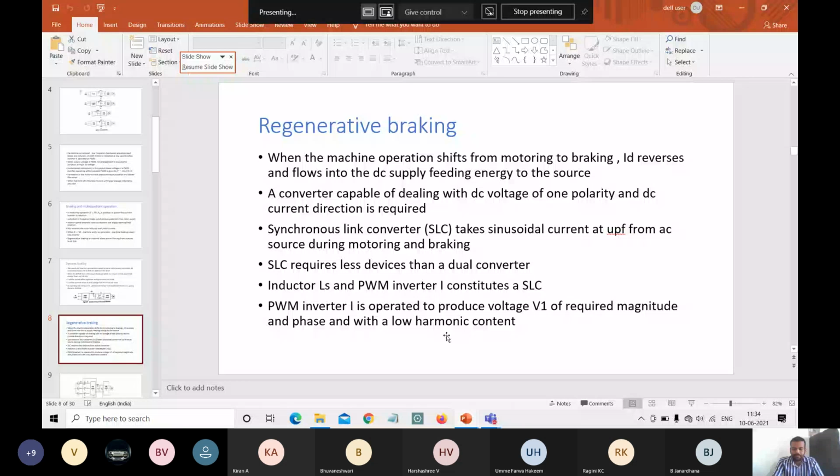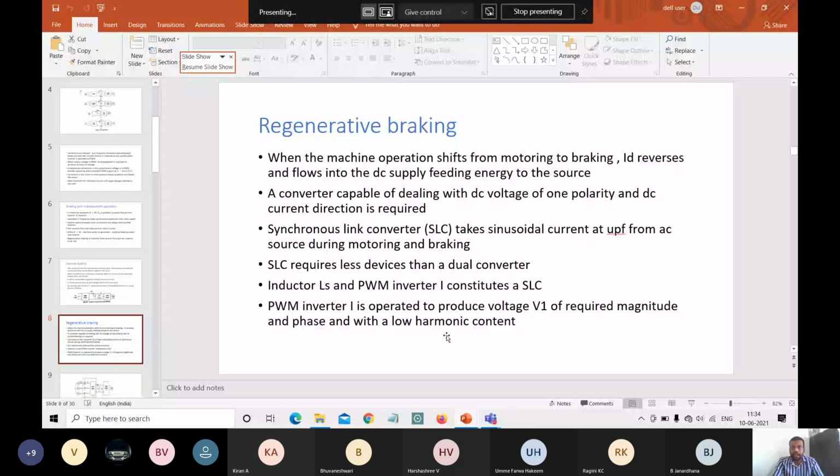Okay, here we are using SLC. So what is meant by SLC? SLC is nothing but a synchronous link converter. So this SLC takes sinusoidal current at unity power factor from the AC source during motoring and braking.